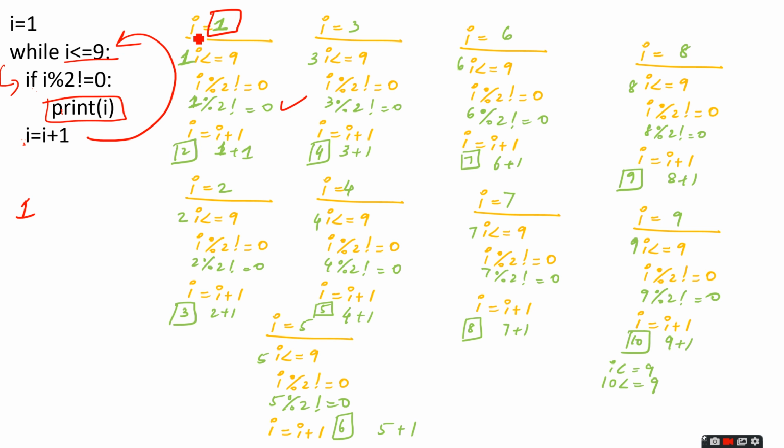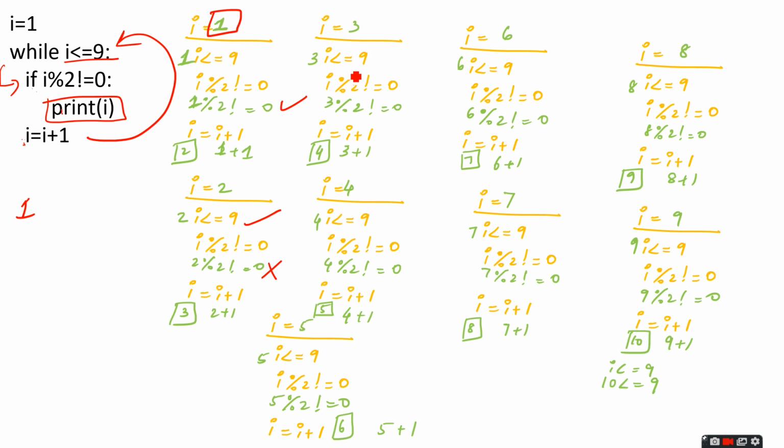We will go back to the loop. The next value of I is 2. 2 is less than or equal to 9, the condition is true. Then when 2 is divided by 2, the remainder is equal to 0, so the condition remainder not equal to 0 is false. So we will not execute print I. We come to the statement I equals I plus 1, that is 2 plus 1, which is 3.